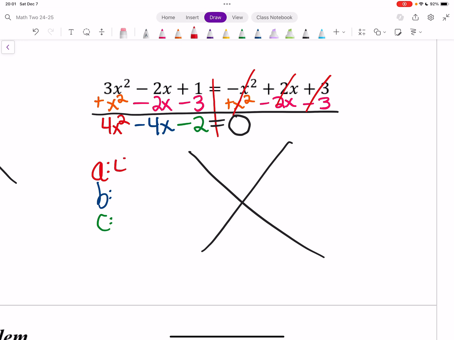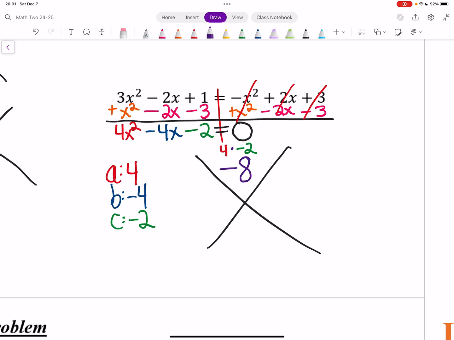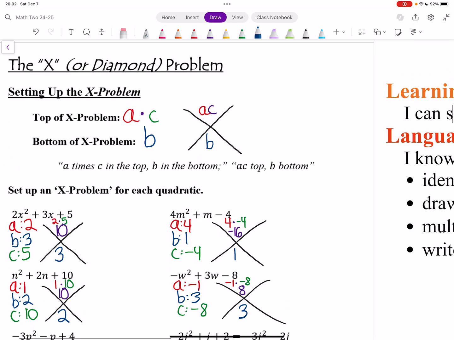Now we can identify a, b, and c using the steps from the previous lesson video: 4, negative 4, and negative 2. Next, we know that we need to multiply a by c in order to get the top of the x problem, so we're going to multiply 4 by negative 2 in order to get negative 8. And then we know that b, or negative 4, goes in the bottom. And that is how you set up an x problem so that you can factor a quadratic.